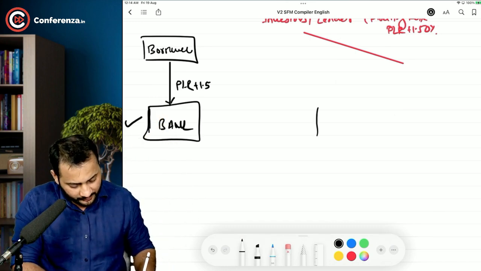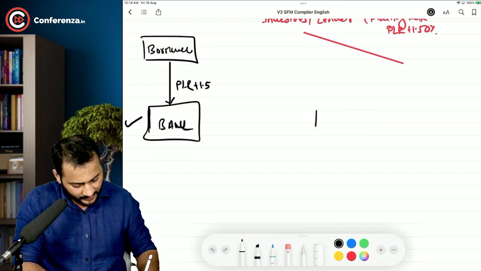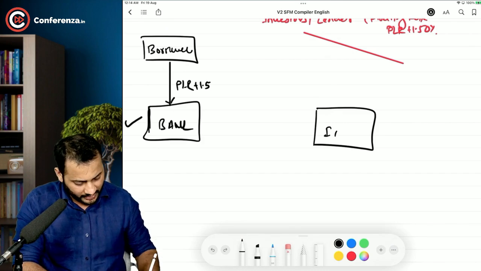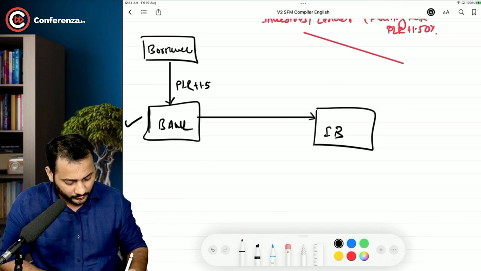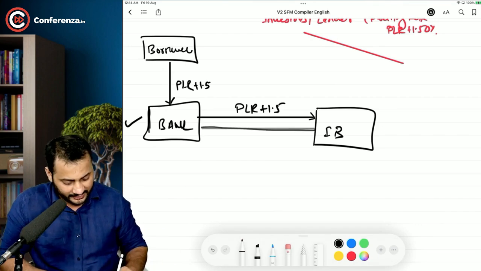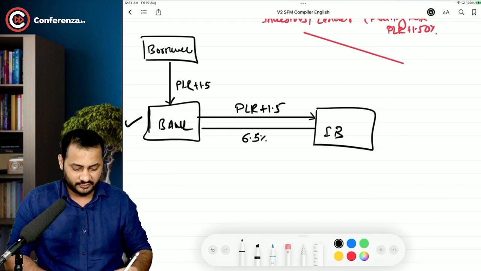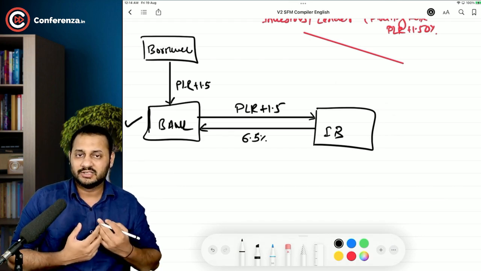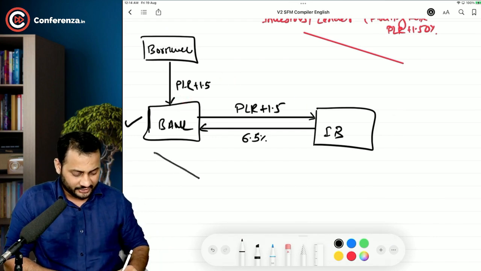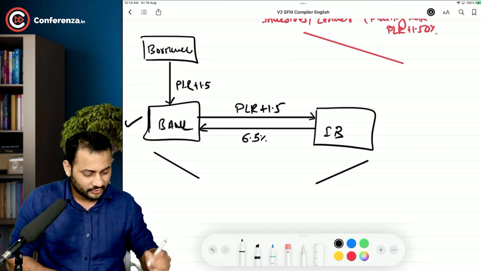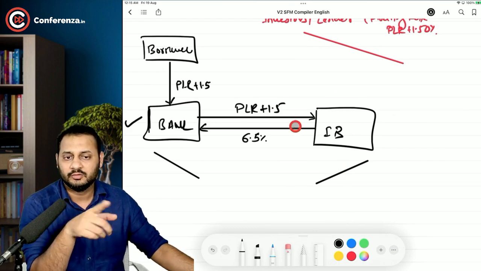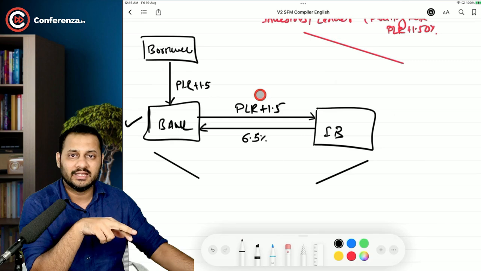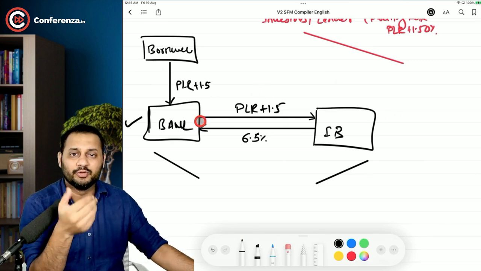So we arranged a swap agreement with a party. There is another party, IB, who is ready to do the swap arrangement with us. In that, what will happen? Whatever we are going to receive from the borrowers, we will pay it back to IB. So PLR plus 1.5 will be paid back to IB, and IB is ready to pay 6.5% to us, fixed. Now in this case, what might be the situation? We are scared of the falling interest rate, and IB might be thinking that the interest rates are going to rise. Since interest rates are going to rise, he is going to receive more income according to him, and he is going to pay a lesser amount. So both parties have opposite views.